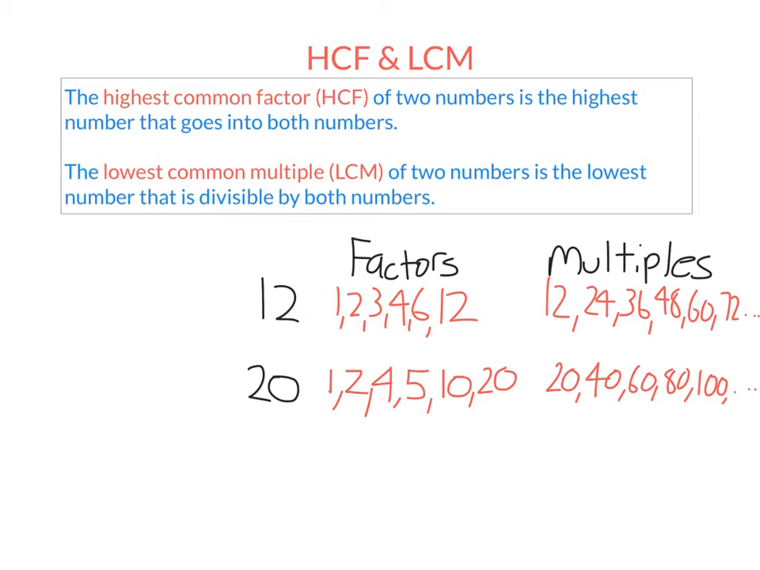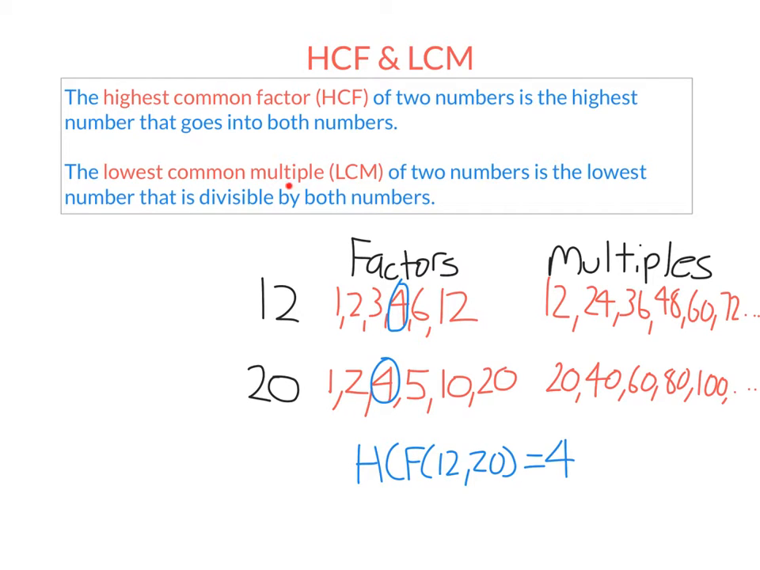So the highest common factor of 12 and 20 is the highest number that goes into 12 and 20, the highest number that goes into 12 that is also a factor of 20. We've got all the factors listed here, so the highest number in both lists is 4. 2 is also a common factor because it goes into 12 and 20, but it's not the highest common factor. The highest number that goes into 12 and also goes into 20 is 4. So we write it like this. This says exactly what I just said: the highest common factor of 12 and 20 is equal to 4.